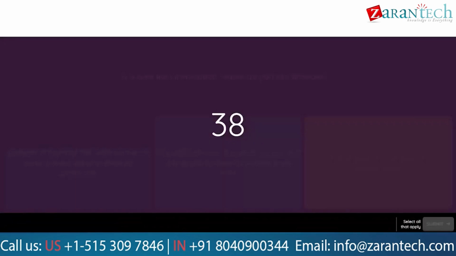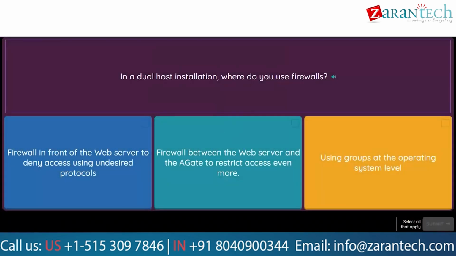Question: in a dual host installation, where do you use firewalls? Option 1, firewall in front of the web server to deny access using undesired protocols. Option 2, firewall between the web server and the AGate to restrict access even more. Option 3, using groups at the operating system level.